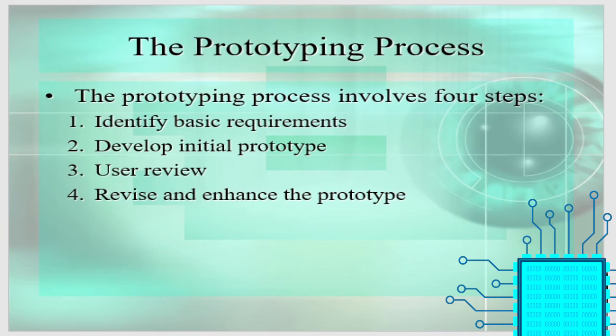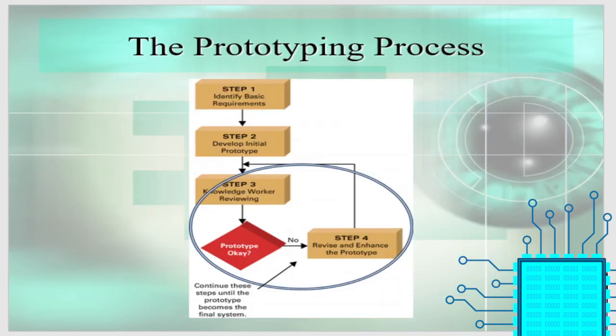The prototyping process involves four steps: identify basic requirements, develop initial prototype, user review, and revise and enhance the prototype. In step 1, identification of basic requirements takes place. In step 2, the initial prototype is developed. Then step 3, the users review. If the prototype is satisfactory and accepted by the users, then the fourth step takes place, that is revise and enhance the prototype. After the development of the final system, it is deployed to the customer.